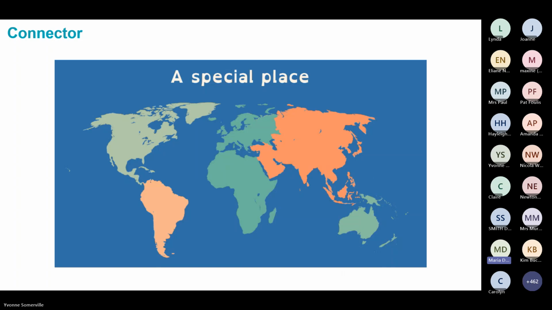If you can just pop it into the chat pane and tell us why. And again, if you want to use the Padlet, there'll be a place in the Padlet as well where you can tell us where your special place is, share your thoughts and tell us why. I'll just pause for a second to allow you to do that.